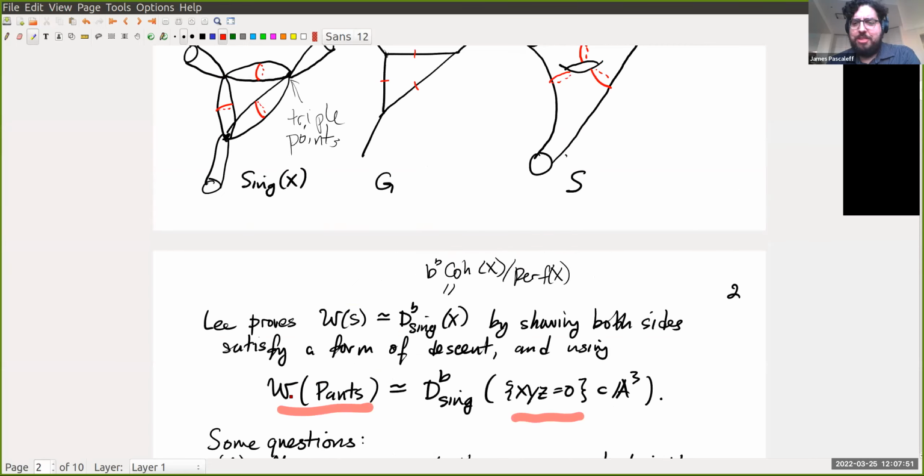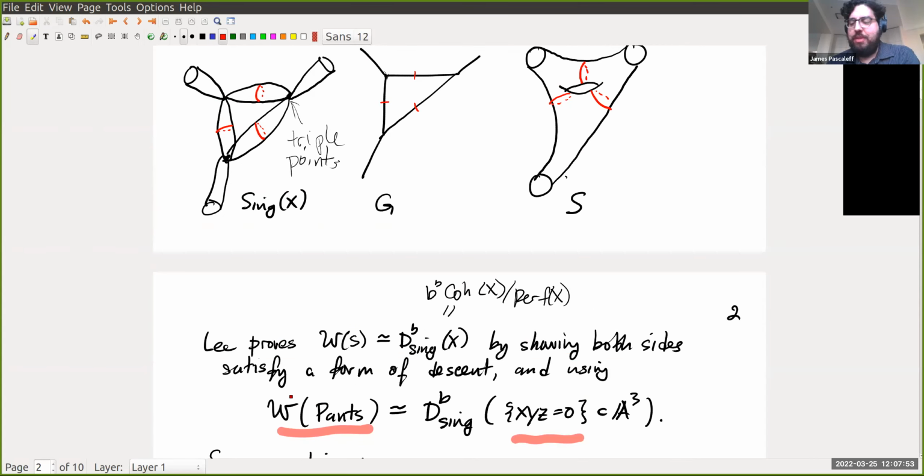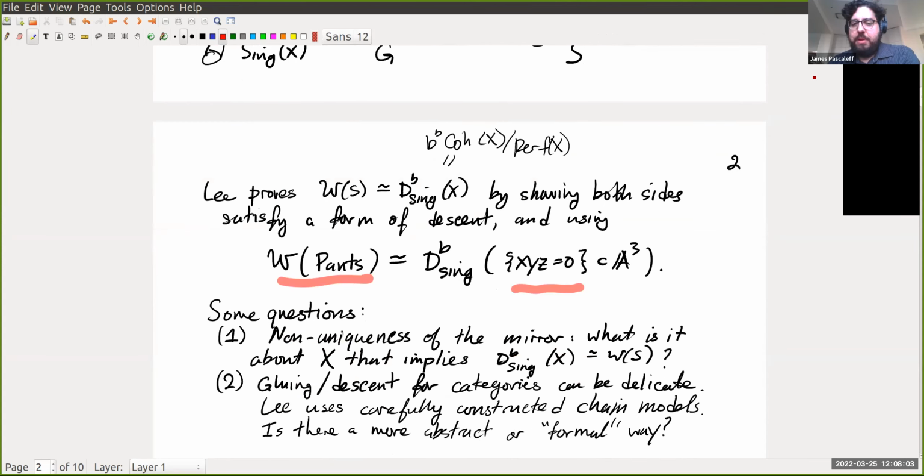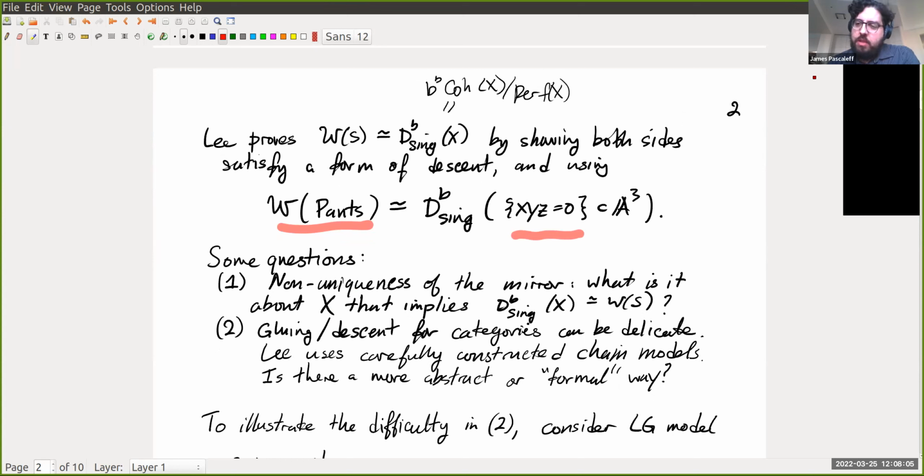Any questions or comments so far? I want to pause for that. All right. So what do I want to talk about today? Well, in this theorem, I think it raises a couple of interesting things you could ponder.